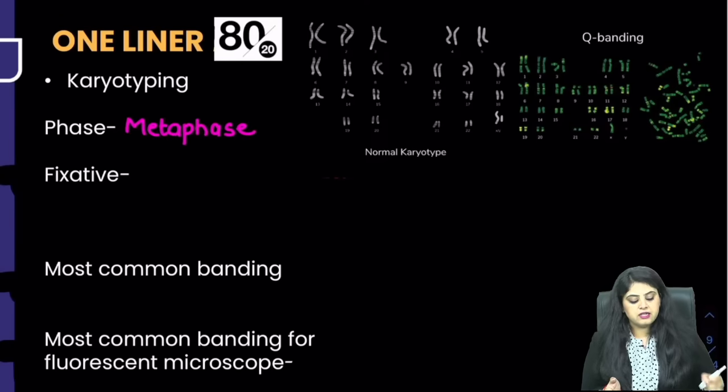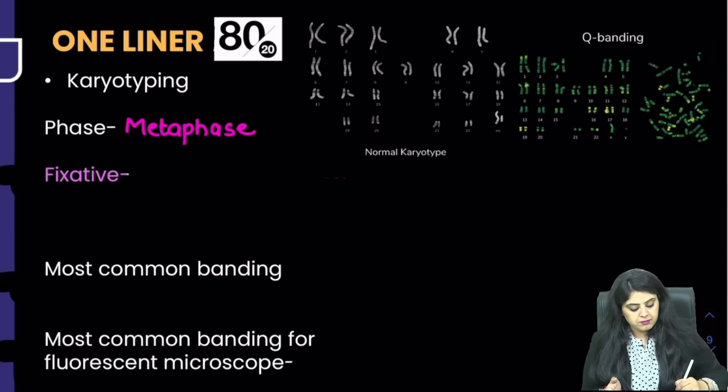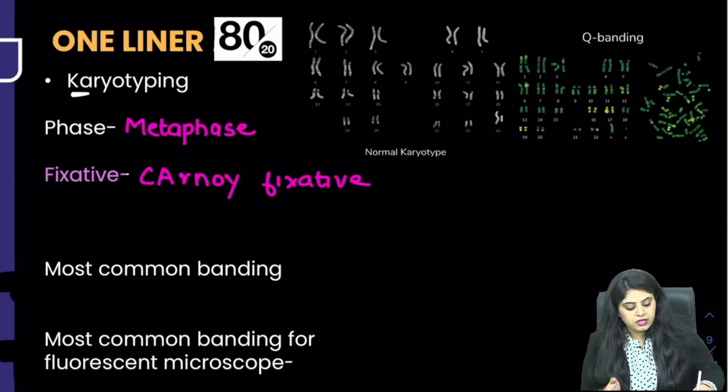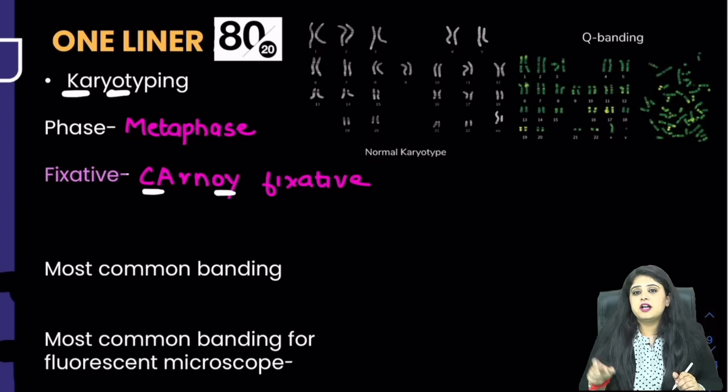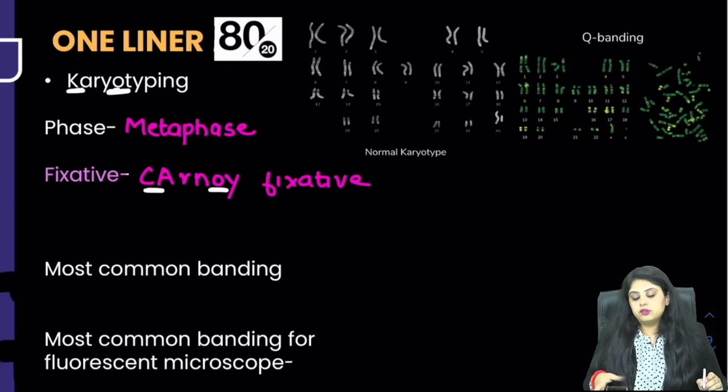This is a kindergarten question. This phase of karyotyping is of course going to be metaphase. Of course. What are the fixatives? INI people love fixative questions. I'm going to make you solve a few fixative questions in a while. For the time being, what is the fixative over here? For karyo, we have Carnoy. Examiners write things like carne, carni, and really try to confuse you. Be very clear with your concepts. You have karyo, so Carnoy fixative is what is going to be used.